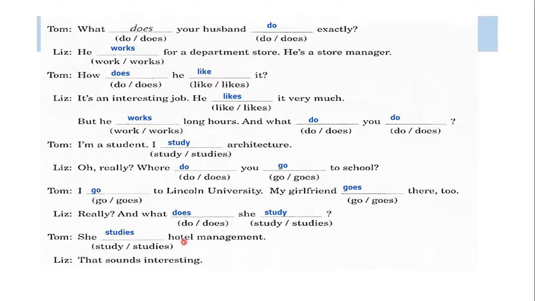Very good. Repeat with me, Joanna. Hotel. Hotel. Very good. Architecture. Architecture. Very good. Claudia, repeat with me. No, we're good, Claudia. This one, that sounds interesting. That sounds interesting.